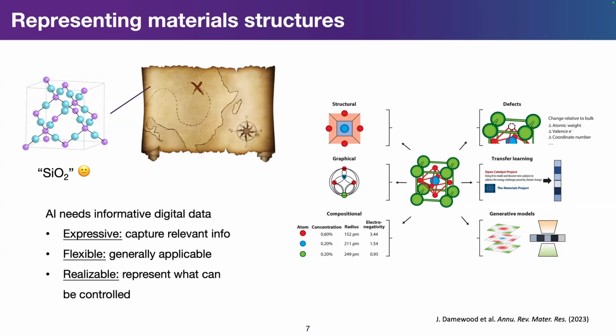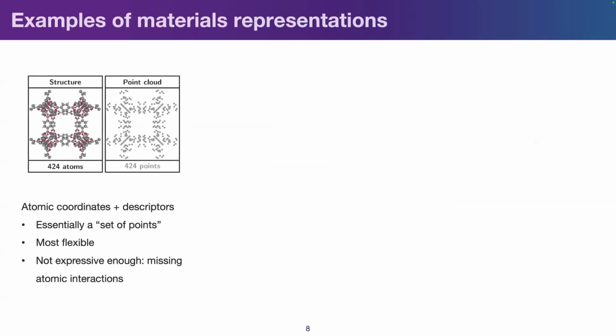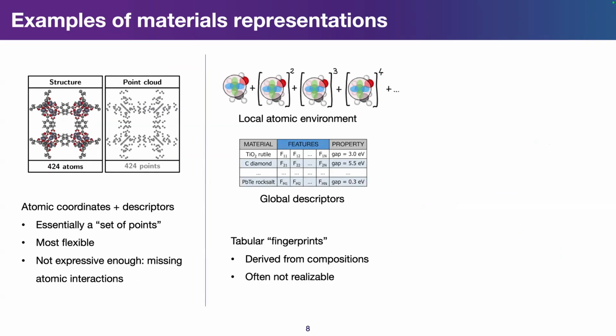And also, what we design with this data format could be realized. So there have been so many representations made for materials, and these are the most widely used ones. Most intuitively, we could view materials as just some atomic coordinates together with their descriptors. This is essentially a set of points. It's most flexible, but we are missing the key information here. And to bring that information back in, we could derive some fingerprints from the material's compositions. These are usually some tabular data to describe the materials. This is good, but it's often not realizable. If you design a set of fingerprints, there may not be one material that corresponds to what you design.